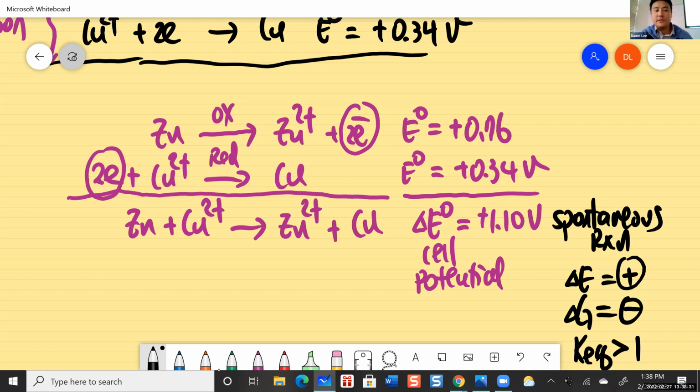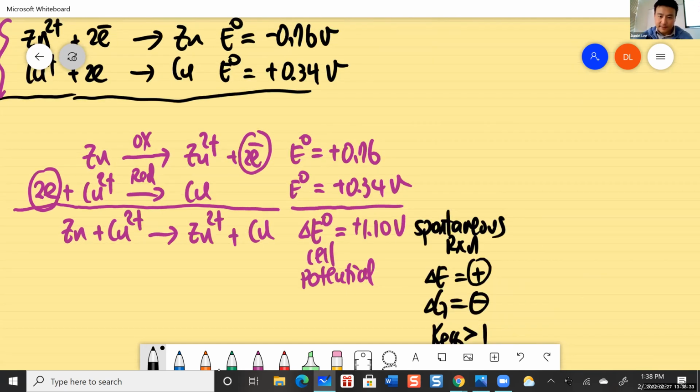All right, so now I want to turn this positive. This positive 1.1 means that spontaneous redox reactions produce electricity. You can think of it that way, yeah? So this reaction, the oxidation of zinc and reduction of copper 2 plus, is going to produce electricity.